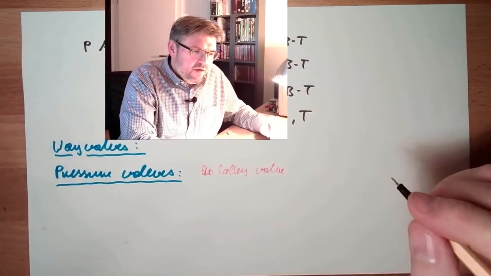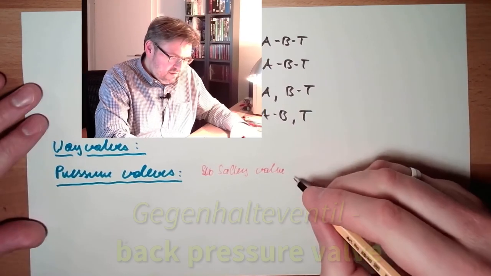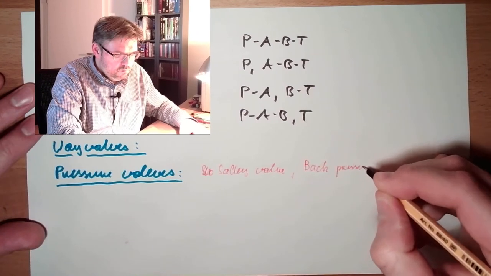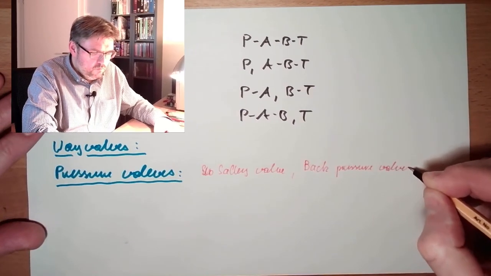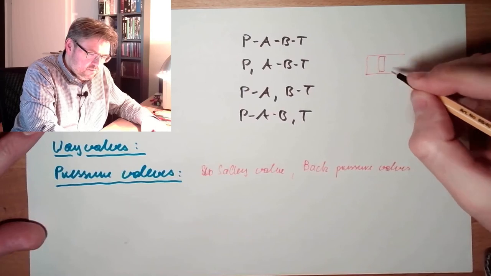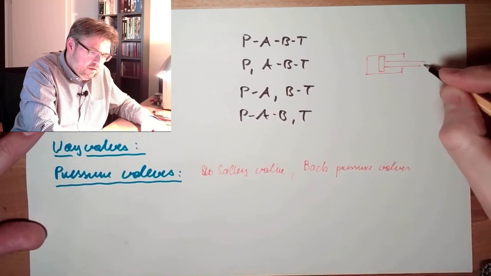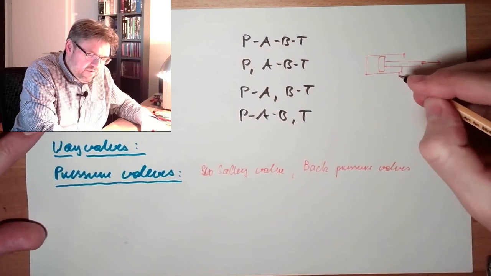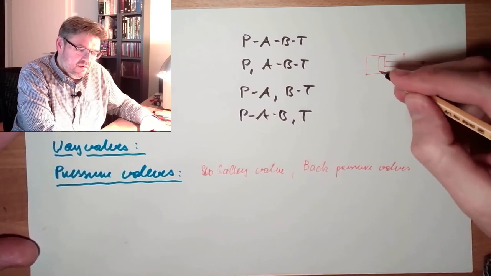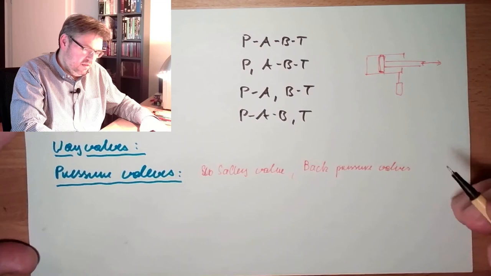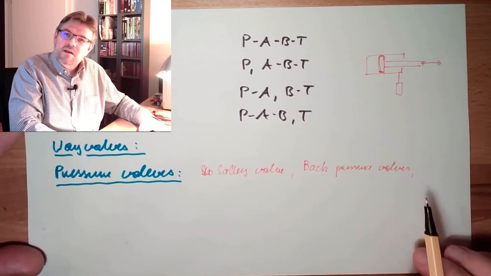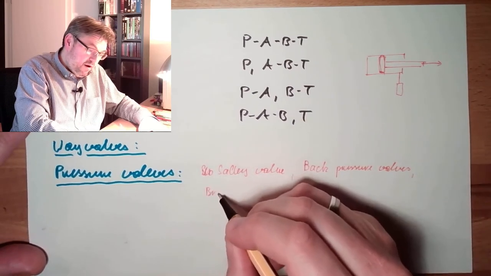Then there are back pressure valves. If I have somewhere a piston, a cylinder, and here a force is pulling, I can place here a back pressure valve, and this back pressure valve is braking this a little bit. This is also called brake valves, because they are brake valves.